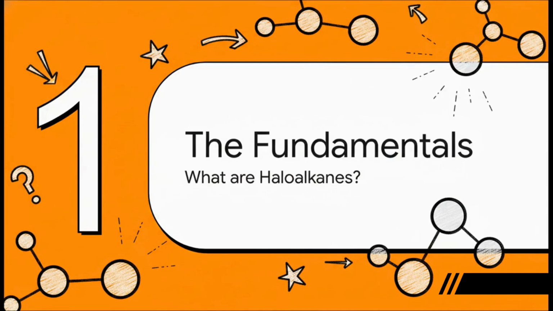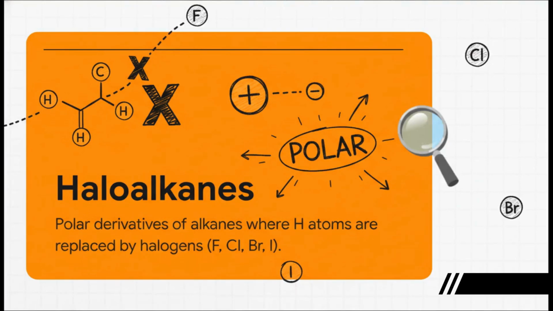Okay, first things first, before we get into all the tricky comparison stuff, we have to start with the basics. So, Section 1, the fundamentals. Let's make sure we're all on the same page about what a haloalkane actually is. It's actually super simple. Just picture a normal alkane. Now, imagine you just pluck off one of its hydrogens and swap in a halogen instead. Fluorine, chlorine, bromine, or iodine. Boom, you've got a haloalkane.